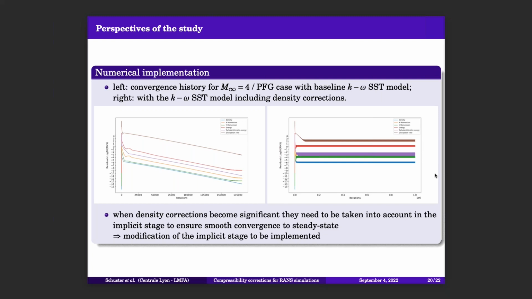It's because we need to take the density correction into account in the implicit stage, which we have not yet done. So this has to be implemented. We know how to do it, but we need to code it. Next slide, please.